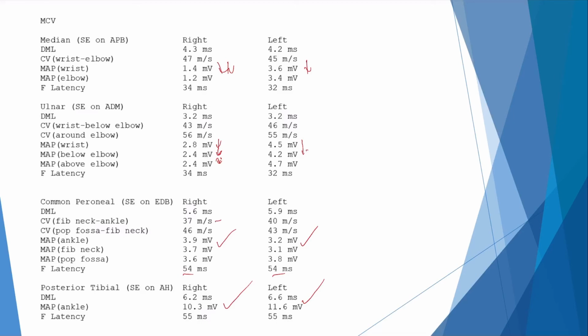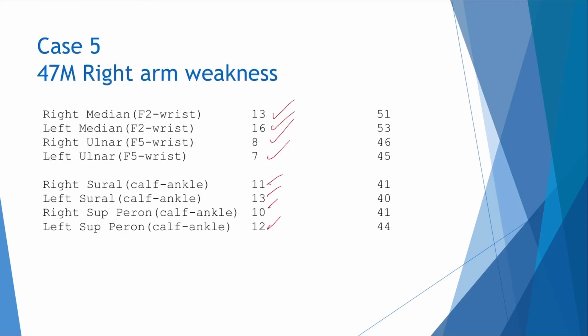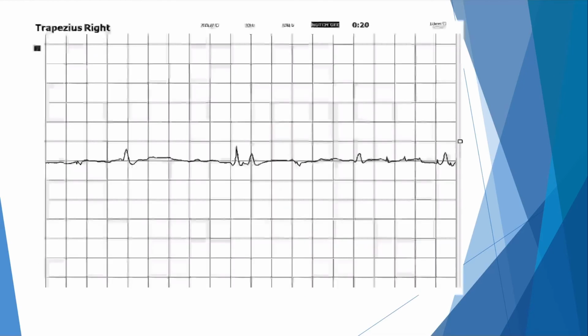So far, if we just go back a little bit, we've got normal sensories, upper and lower limbs. We've got reduced motor amplitudes in the upper limbs, asymmetric more on the right hand side, legs unaffected. So we're now moving on to EMG. We've got someone with right arm weakness. Seem to have a motor neuropathy.